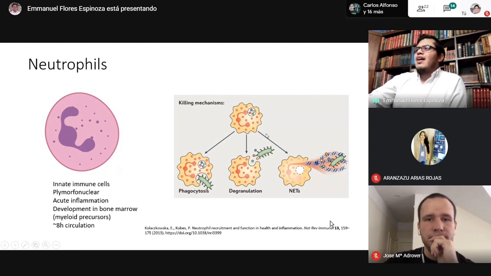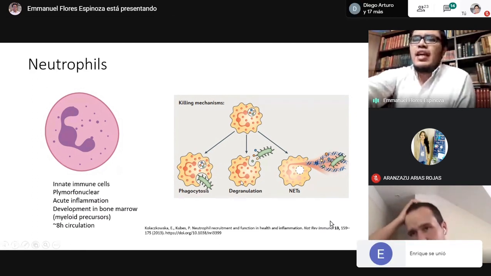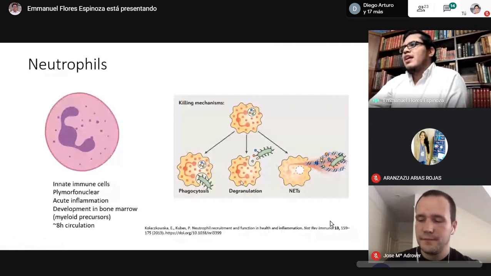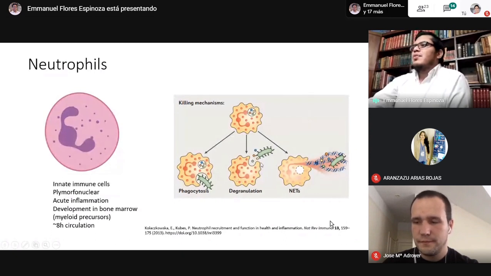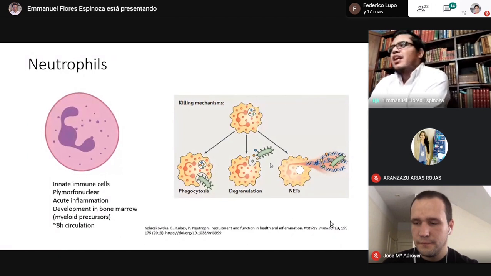Then there is also the degranulation function, that is the externalization of the granules to the exterior of the cell, to kill pathogens. And the third mechanism is by NETs. NETs are neutrophil extracellular traps, and we are going to talk more about them.